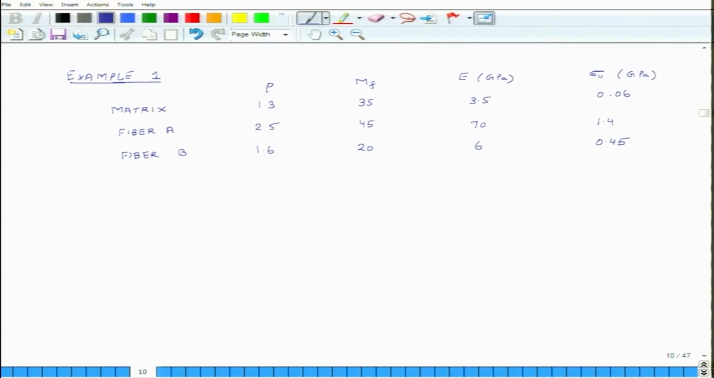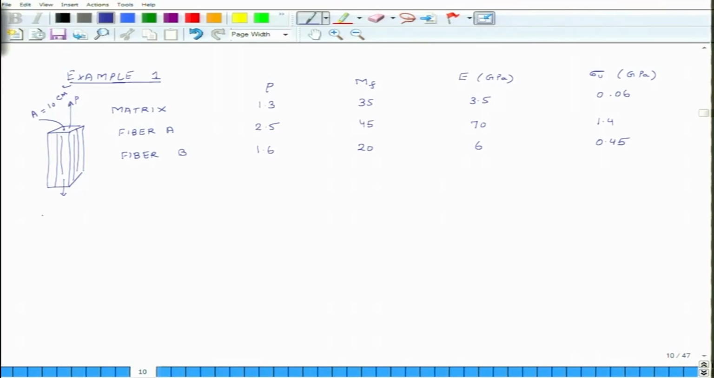So, with this information we have to get three questions answered. But before that, this is a rectangular slab of composite and we are loading it in this direction. Fibers are like this, and this cross sectional area A is 10 cm square. So, this is additional information which is given.